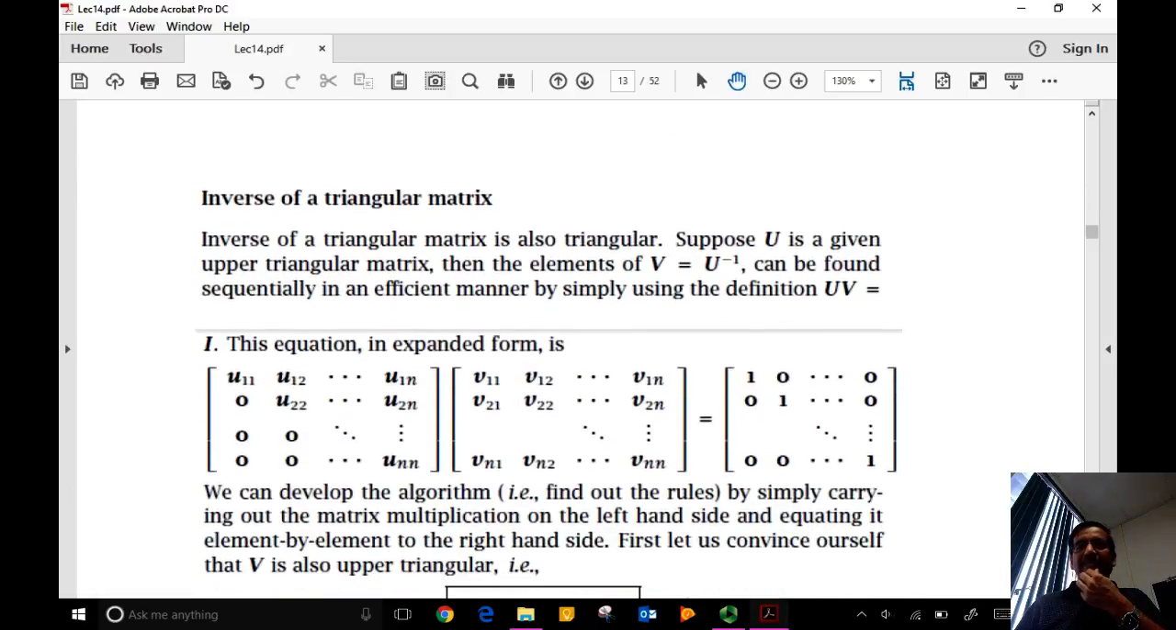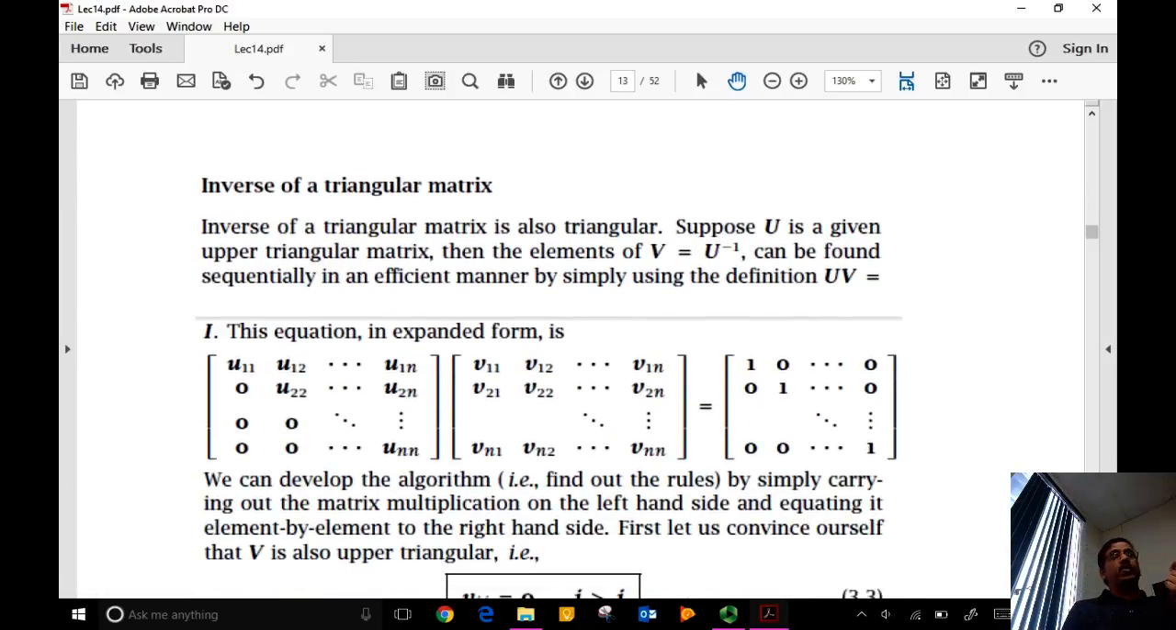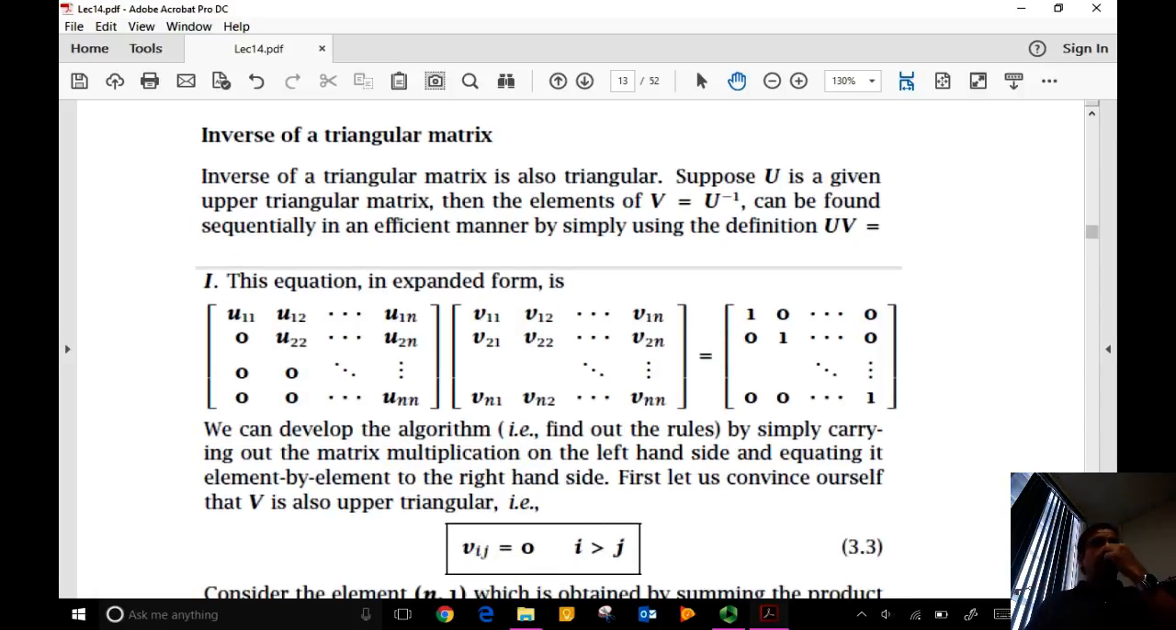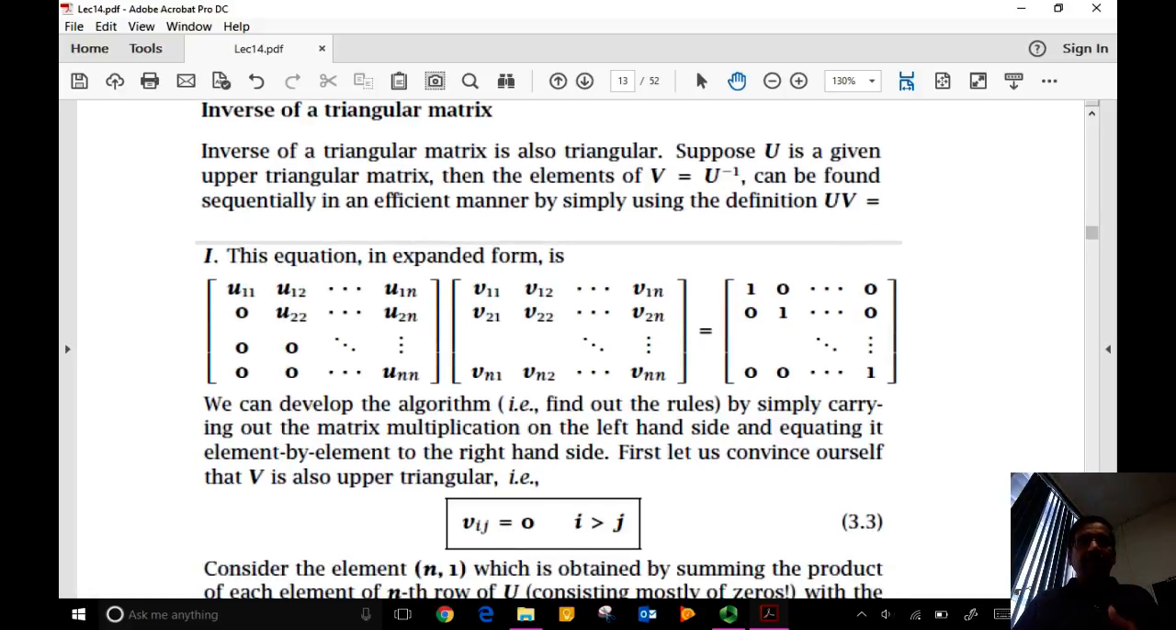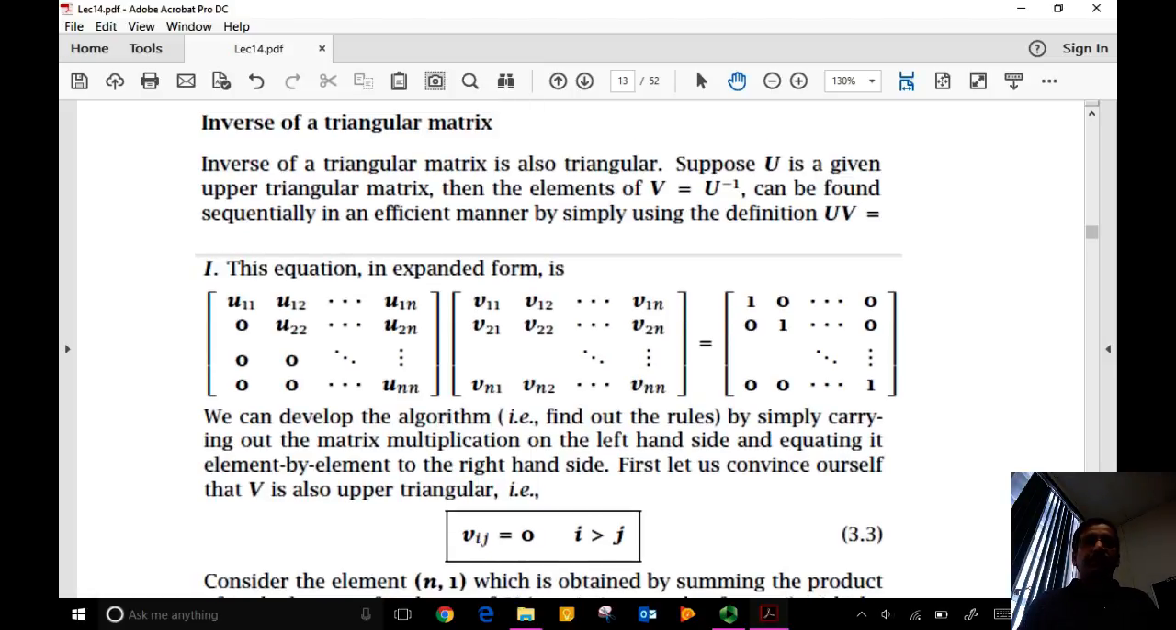This is where things get interesting and powerful. Now we are seeing some of the most powerful methods for solving systems of algebraic equations. So the question is, what is the inverse of a triangular matrix? I'm going to go through this in some detail and then LU decomposition, etc. I have the notes. You can study it if you want, but we are not going to go through it in great detail.